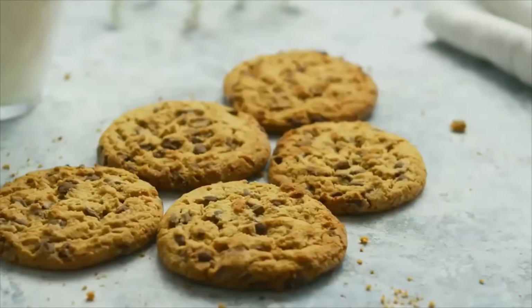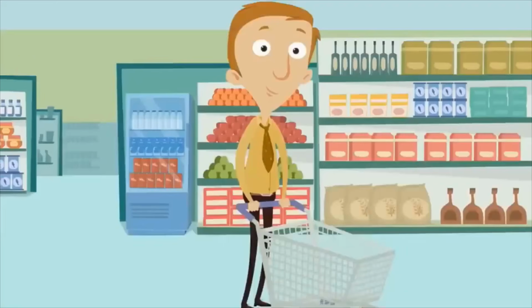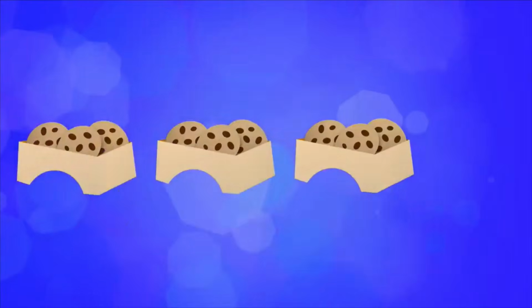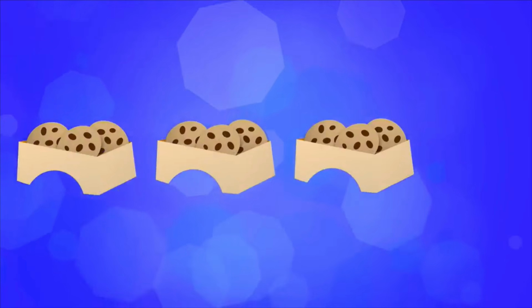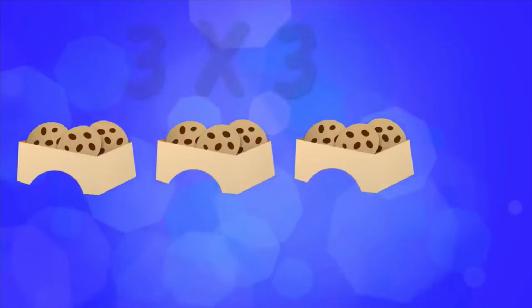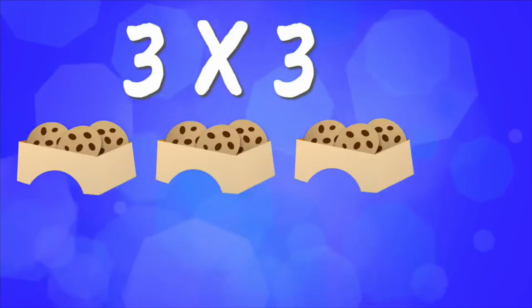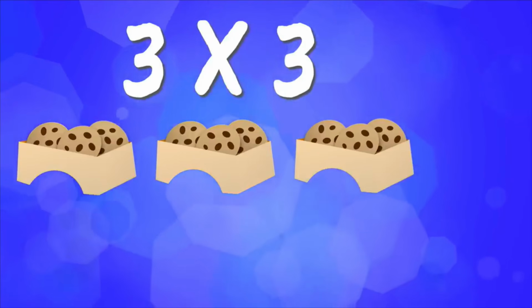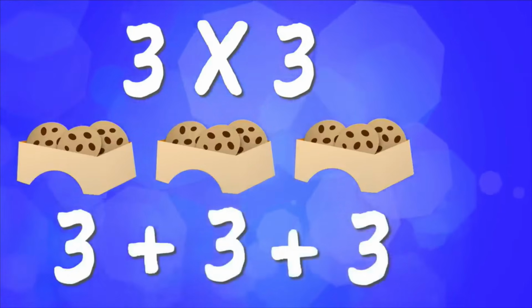Great job. Cookies. Yeah, let's practice multiplication with cookies next. Let's say a store sells boxes of cookies. There are 3 cookies in each box, and someone buys 3 of these boxes of cookies to enjoy with some friends. Now, to figure out how many cookies there are in all, you would multiply the 3 cookies times 3, because there are 3 boxes. 3 times 3. This is the same as 3 plus 3 plus 3. It's the number 3 times.